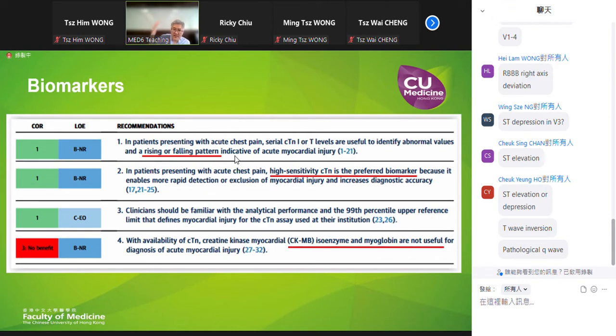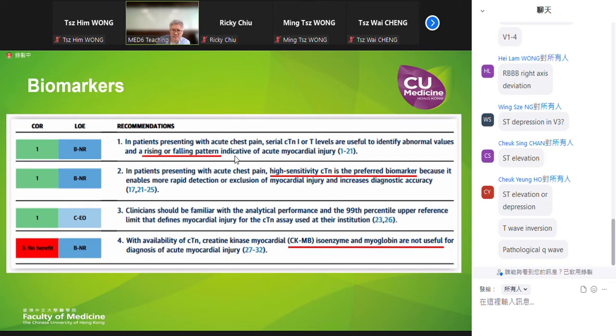And nowadays, obviously, the high sensitive troponin is the preferred biomarker. It is a lot more sensitive. Elevation is much earlier than a standard troponin, so it gives us more early diagnosis. But again, because it is so sensitive, you could include a whole lot of other things too. And now CKMB and myoglobin are not useful. The latest guideline says it's like a class 3, no benefit. With troponin, we don't really use CKMB or myoglobin to diagnose MI or in chest pain.